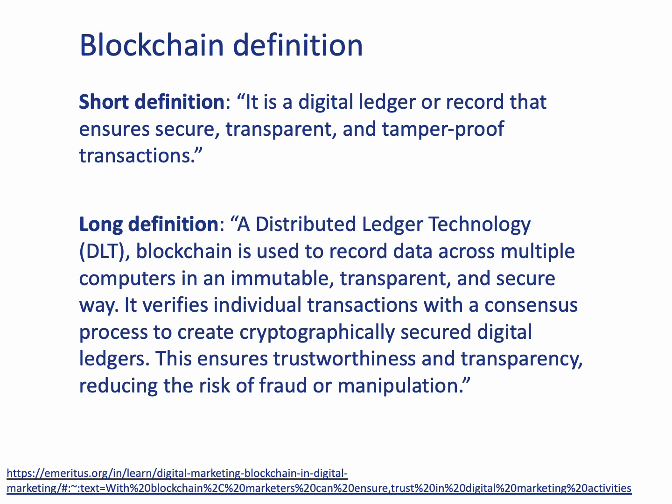A distributed ledger technology, DLT, blockchain is used to record data across multiple computers in an immutable, transparent and secure way. So really the focus is on recording data. It verifies individual transactions with a consensus process to create cryptographically secured digital ledgers. This ensures trustworthiness and transparency, reducing the risk of fraud and manipulation. Let me propose one more, hopefully even clearer definition of blockchain.